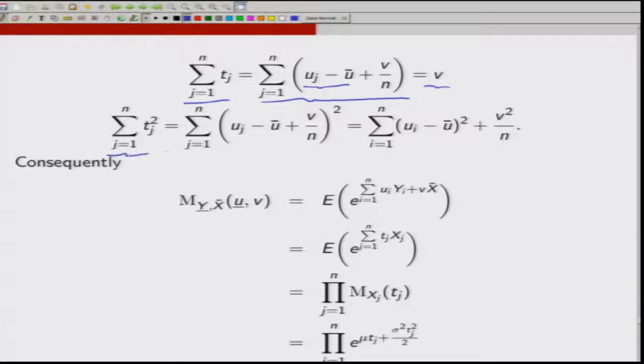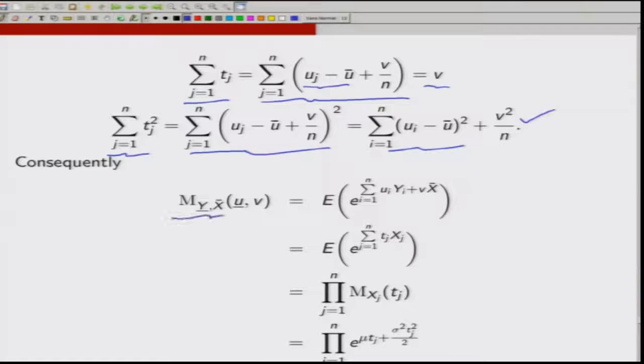Summation j equal to 1 to n tj square is summation j equal to 1 to n uj minus u bar plus v by n whole square, which is the same as summation j equal to 1 to n uj minus u bar whole square, plus the cross product term, which would be plus 2 v by n summation uj minus u bar. But summation uj minus u bar is 0, so the cross product would be 0. Then plus v square upon n square added n times, so that gives v square by n.